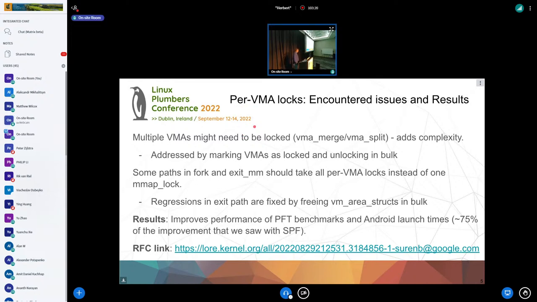Issues that became quite apparent right from the start were that following the usual lock and unlock pattern complicates things when we're talking about per VMA locks. There are several issues. One of them is that we might need to lock multiple VMAs within one update. By one update, I mean when we take the mmap lock and then release it, that's kind of a transaction. Within one transaction, we might need to lock multiple VMAs, for example during a VMA split or merge. That requires tracking those VMAs. That also requires careful ordering of locks and unlocks to prevent deadlocks. Another issue is that locking and unlocking might happen in different functions at different levels.